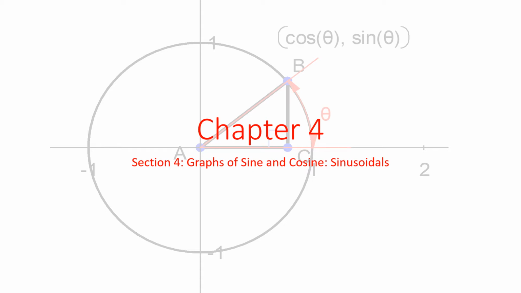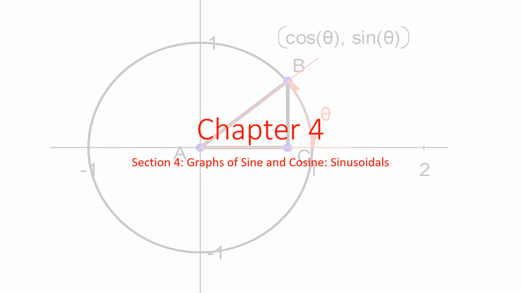Good morning and welcome back to Chapter 4. In this section, we are going to start looking at the graphs of these trig functions. This first one is sine and cosine, which are called sinusoidal graphs. The next section will look at the other four trig functions.